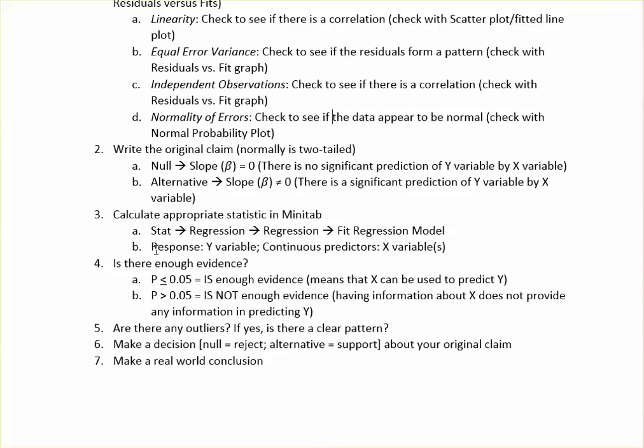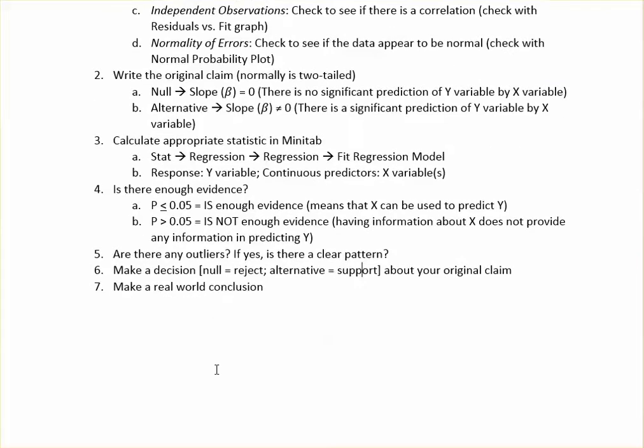This goes back to what we've been doing all along: is there enough evidence? If p is less than or equal to 0.05, there is enough evidence, which means x can be used to predict y. If p is greater than 0.05, there's not enough evidence, and having information about x does not provide any information in predicting y. We also will look at whether there are any outliers, and that information comes from the actual data. If yes, is there a clear pattern? You make your decision: reject or not reject, support or not, and your real-world conclusion.